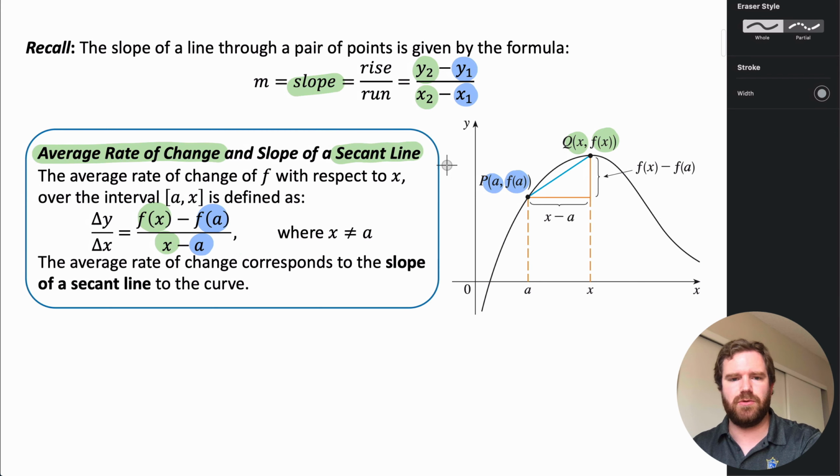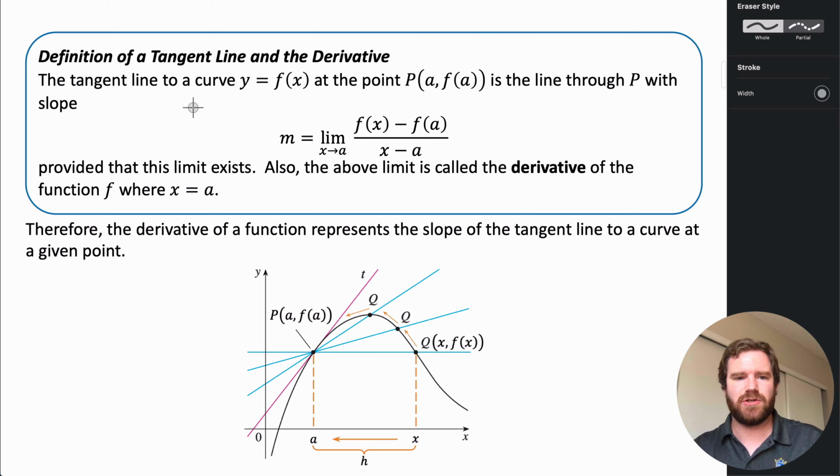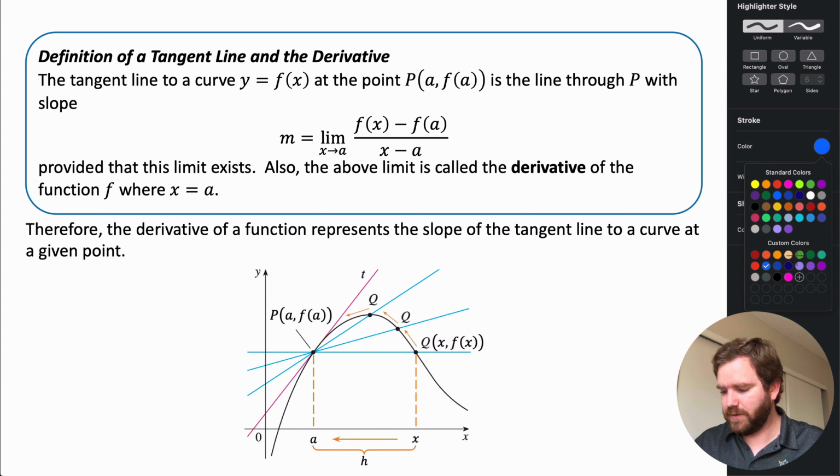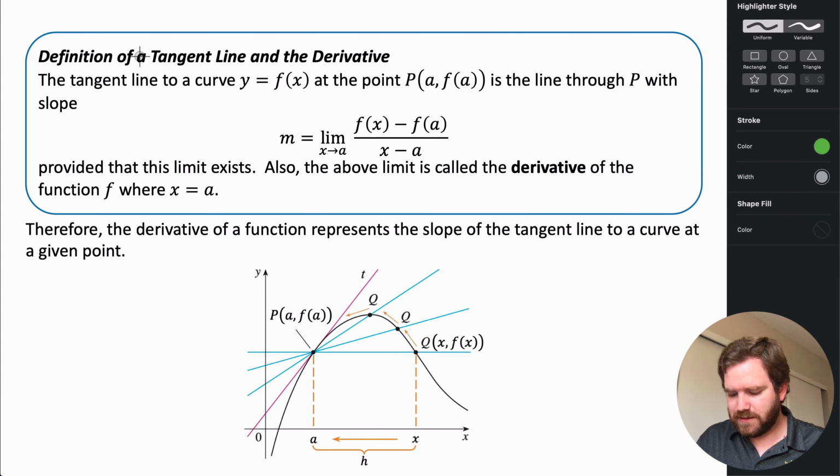So that brings us to the problem of the tangent line. A tangent line, by definition, is just the limit of our average rate of change of our secant line. Basically, you take the limit as x approaches a. As x is getting closer and closer to a, the limit of this average rate of change represents the slope of our tangent line.